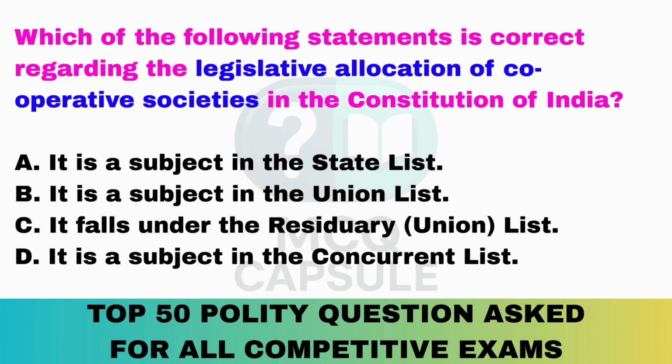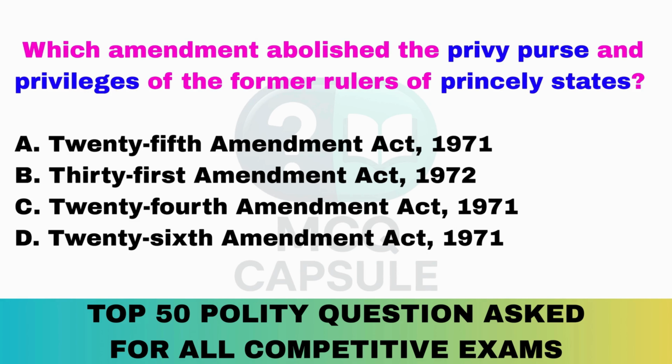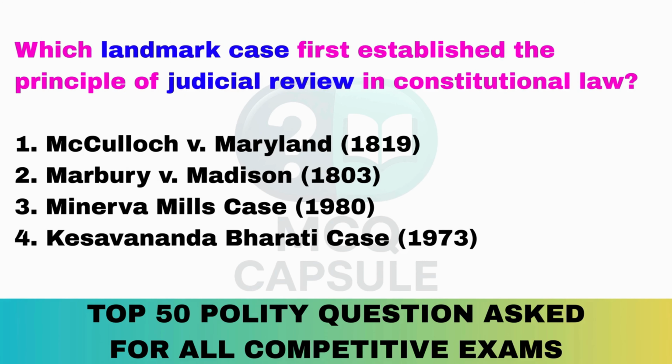Which of the following statements is correct regarding the legislative allocation of cooperative societies in the Constitution of India? It is a subject in the state list. Which amendment abolished the privy purse and privileges of the former rulers of princely states? 26th Amendment Act, 1971. Which landmark case first established the principle of judicial review in constitutional law?